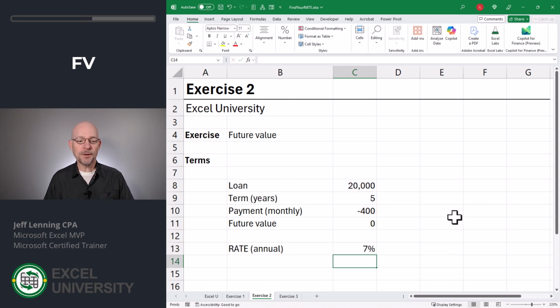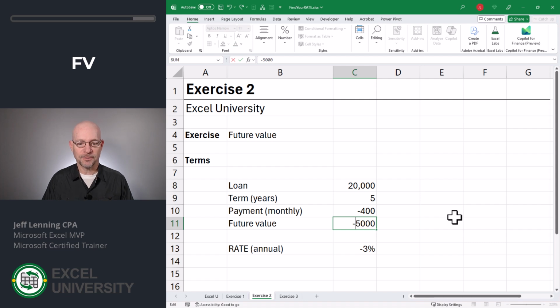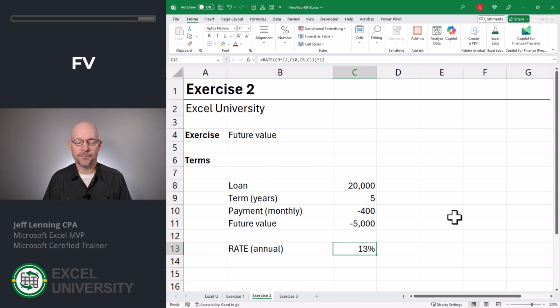But what if there's a balloon payment at the end of this term? Let's say we're still going to owe $5,000. So we enter 5,000, hit enter, and we get like a negative interest rate. So what's going on? Well, we just need to remember that these operate on a cash flow basis. So what we want to do is also flip the sign of our future value amount and hit enter. And that's how we can solve for the interest rate of this loan with the given terms. Now let's go to something more exciting, investment goals.